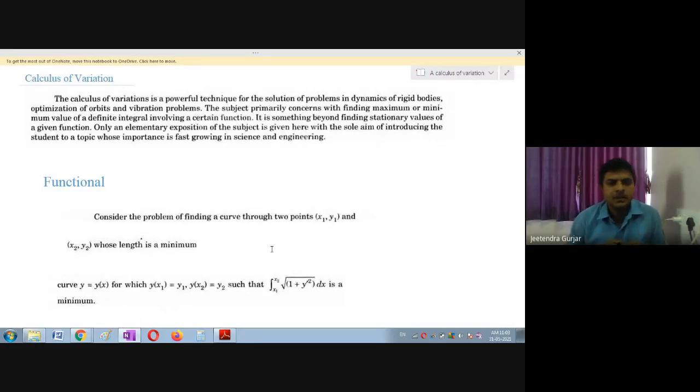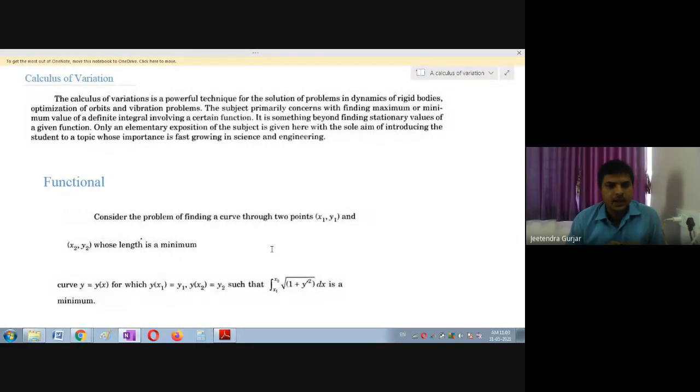The subject primarily concerns finding the maximum or minimum value of a definite integral involving certain functions. Students, you can see this is the maximum and minimum value we are going to find using a simple integration, right? I will tell you what simple integration we will be using. Also, it is something beyond finding the stationary value of a given function.